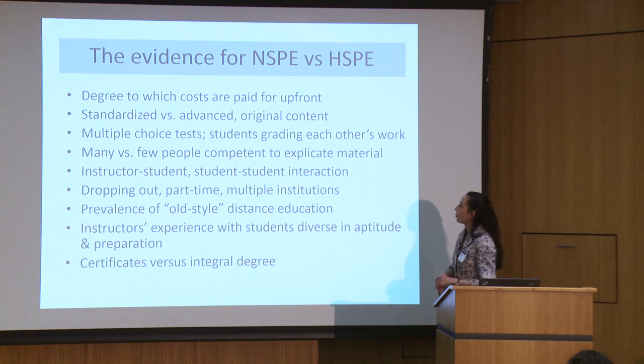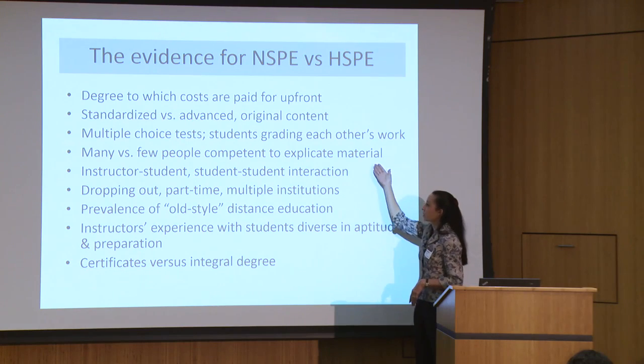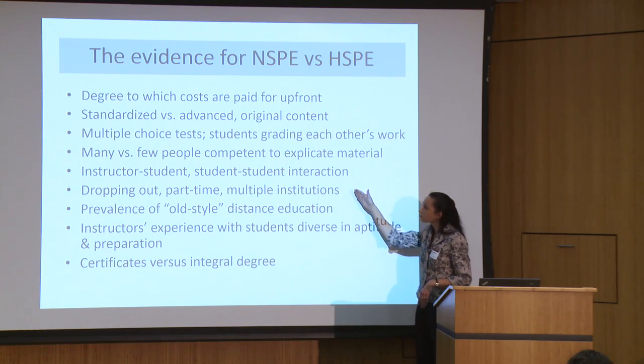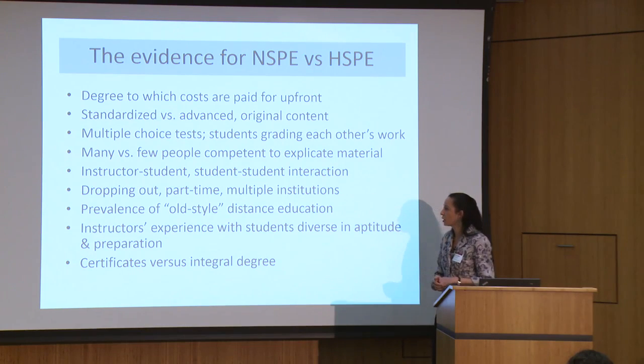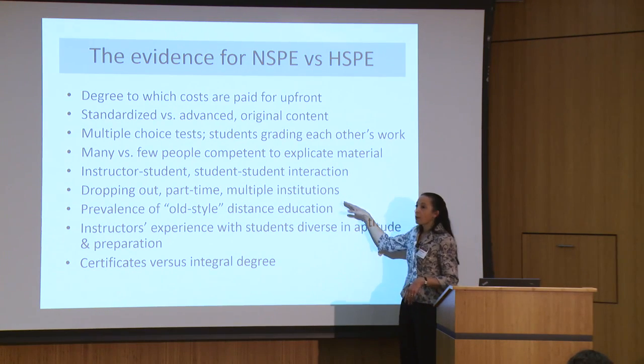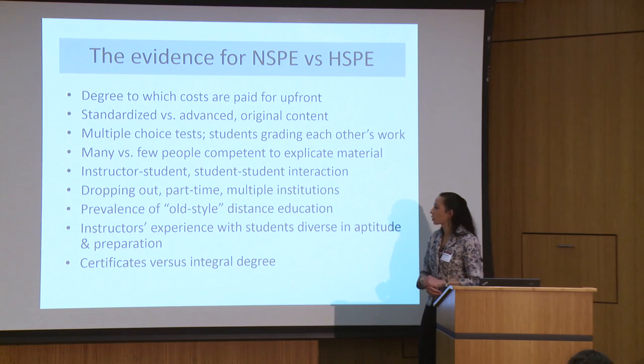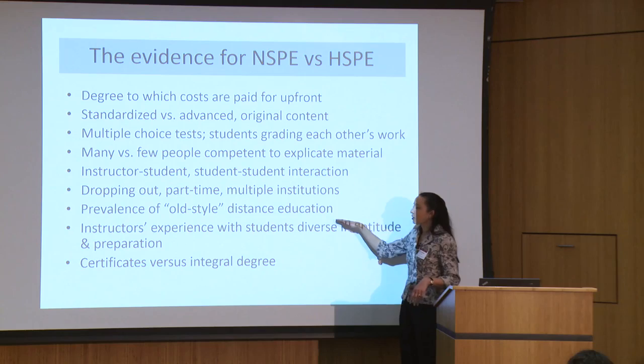Many people versus few people being competent to explicate the material. This is basically about the faculty. I'm going to look at interactions between instructors and students and students and students. The phenomena of dropping out, being a part-time student, and attending multiple institutions in your undergraduate career. The prevalence of old-style distance education.